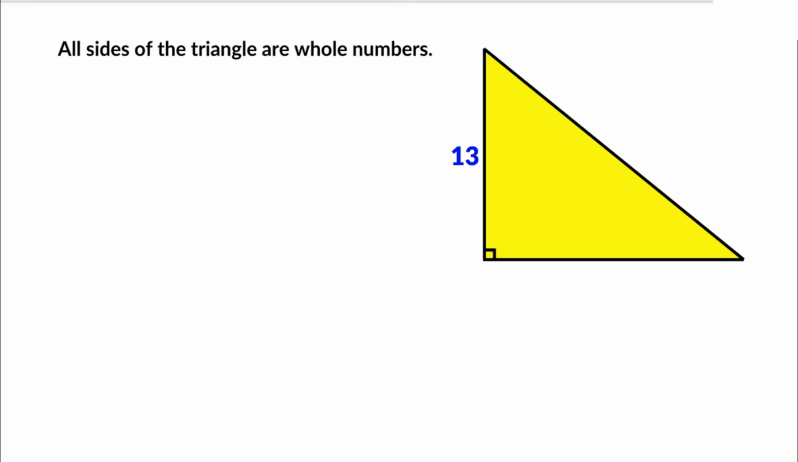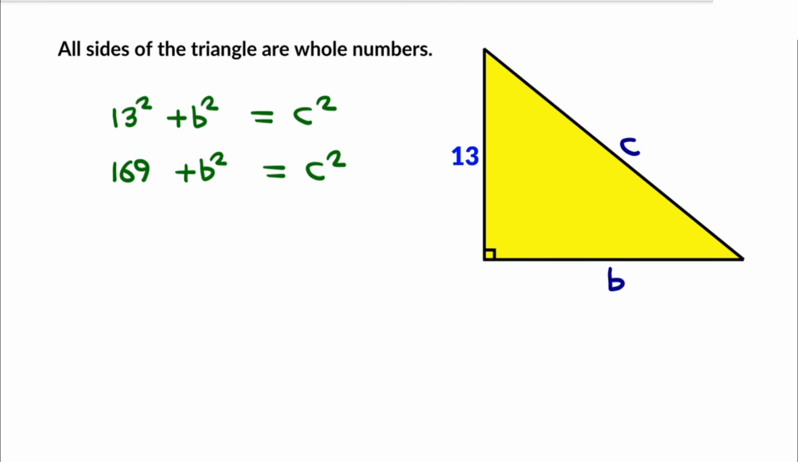Let's assign some variables. The vertical leg is 13. We'll call the horizontal base b. And we'll call the hypotenuse c. Since this is a right triangle, the Pythagorean theorem immediately gives us 13 squared plus b squared equals c squared. 13 squared is 169, so our equation becomes 169 plus b squared equals c squared.